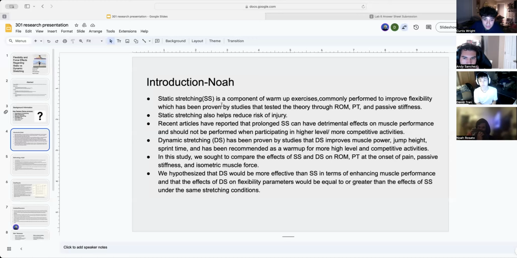In this study, we sought to compare the effects of static stretching and dynamic stretching on, again, range of motion, passive torque, onset of pain, and passive stiffness, as well as isometric muscle force. We hypothesized that dynamic stretching would be more effective than static stretching in terms of enhancing performance, and that the effects of dynamic stretching on flexibility parameters would be equal or greater than the effect of static stretching under the same stretching conditions.